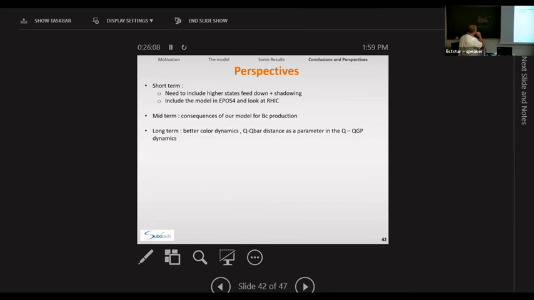So, of course, obviously, some perspectives. In the short term, we need to include the higher states feed down and the shadowing. We need also to include this model in EPOS 4, which will give us then access to RHIC physics. Then, of course, one strong science driver in the field is the B_c. So we definitely want to investigate the B_c production here, and midterm means before Quark Matter, and then in the long term, we would like to implement a better color dynamics and take into account the effect of QQ bar distance on the interaction between the QQ bar precisely and the QGP constituents.